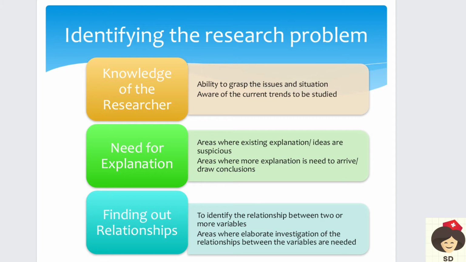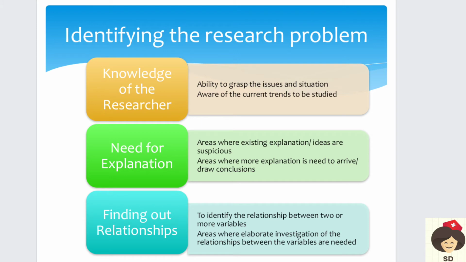The research problem is identified because there is a need for explanation. So that is, we have to see areas where existing explanations or ideas are suspicious. Okay, that means someone would have done a study or written in the literature, but maybe the conclusions are not correct, or there may be some doubts. So the researcher can change or formulate the question according to that, and he can do a research study. So areas where more explanation is needed to arrive at a conclusion. Sometimes if there is a doubt, or sometimes the conclusion is not vivid or not clear, then the researcher can select the topic and go for the research and draw conclusions.